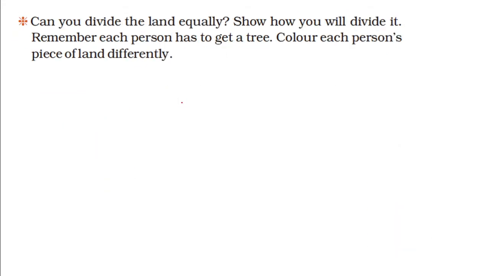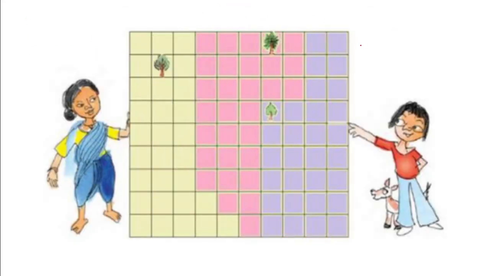Can you divide the land equally? Yes, we have already divided the land equally. Each child will get 30 square meter. Show how you will divide it. Remember, each person has to get a tree. Color each person's piece. So here it is. We can divide like this.